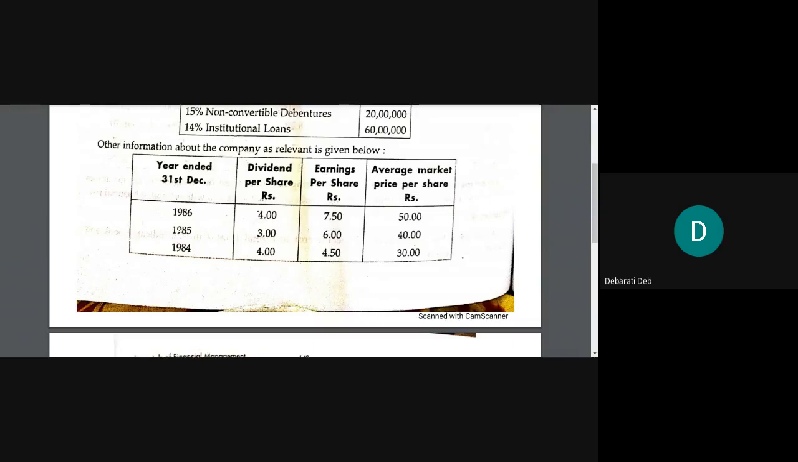Although in earnings per share it is quite regular, and check this average market price per share, this is also regular, but the main thing, which is the dividend per share, because that is what has to be taken care of while calculating the cost of equity, is not showing a regular movement. Even if it had shown regular movement, still one question is there, that 1987 data is not given, isn't it? 84, 85, 86, and 87 are missing, and you have to calculate for 88.